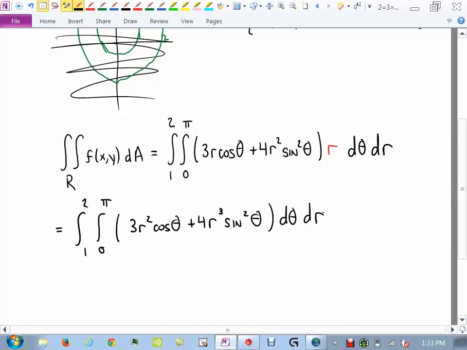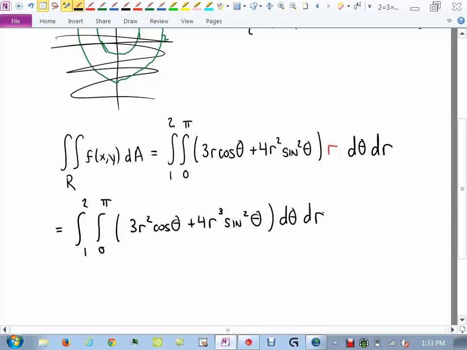How would you do this as a double integral? Would you just try to do antiderivatives right now? You could, because you're going to first take the antiderivative treating theta as your variable. So all this junk is just a constant. What's the antiderivative of cosine theta? Sine theta, right? What's the antiderivative of sine squared theta?